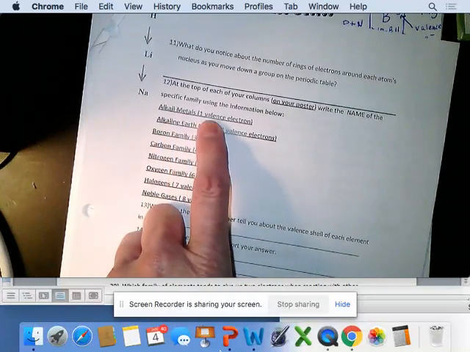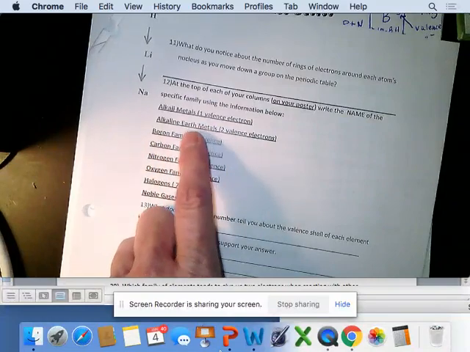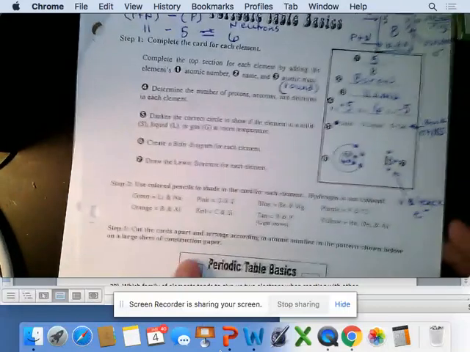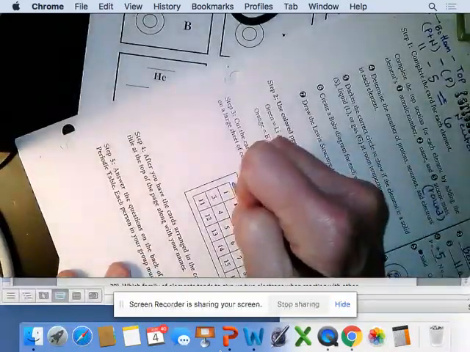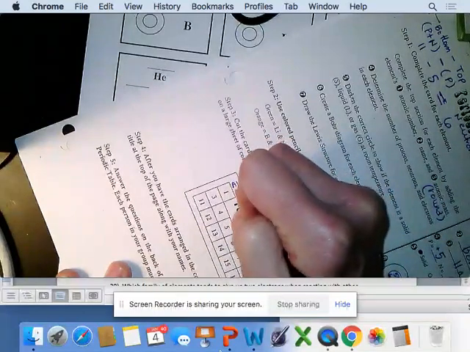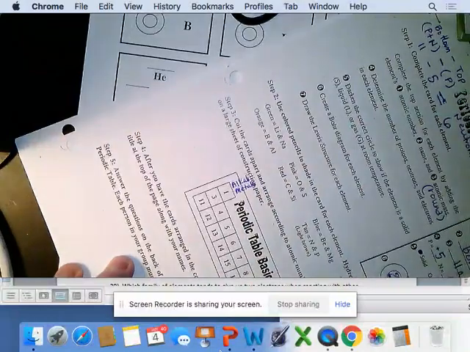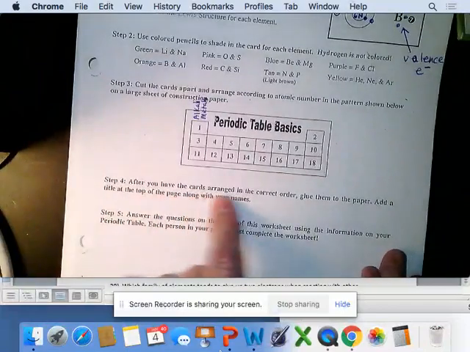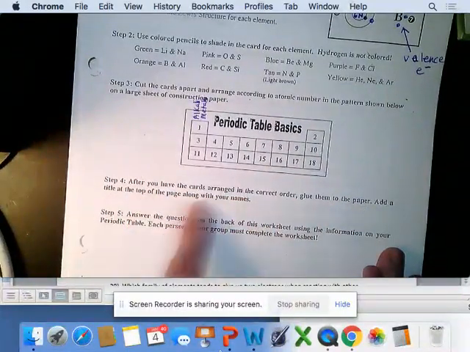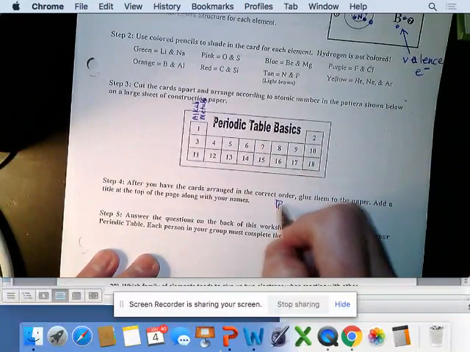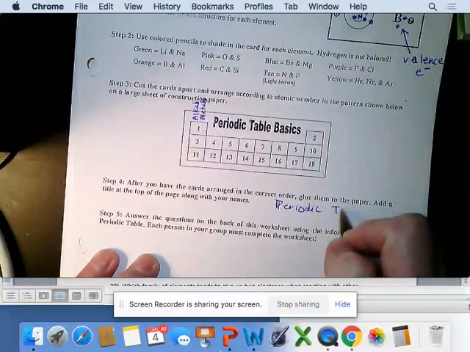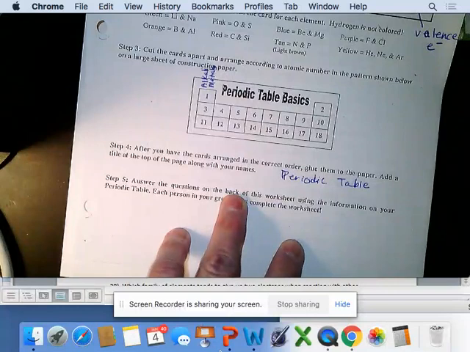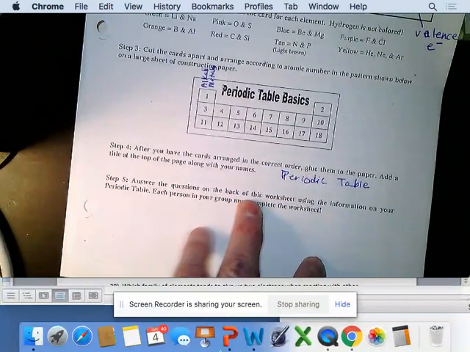So family 1 is the alkaline metals. Family 2 is the alkaline earth metals. So when you arrange your poster so that it looks like this, you're going to have to write the names of the families. So you want to have room at the top, and there's plenty of room as long as you move everything down, okay? And then it says, after you have the cards arranged in the correct order, glue them down, add a title at the top. Just make your title periodic table. That's good enough. And then it says, after you finished your poster, and we'll run into tomorrow a little bit, so you get as far as you can get today, and then whatever you don't get done, you'll finish tomorrow.